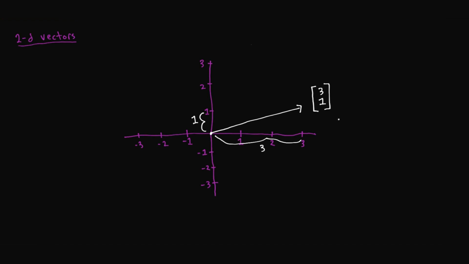So we write this as 3, 1, where the x-axis value is on top and the y-axis value is on the bottom. It's okay to write the y value on top and the x value on bottom, you just need to be consistent. What I mean is that if I draw another vector, I'll also put its x value on top and y value on the bottom.